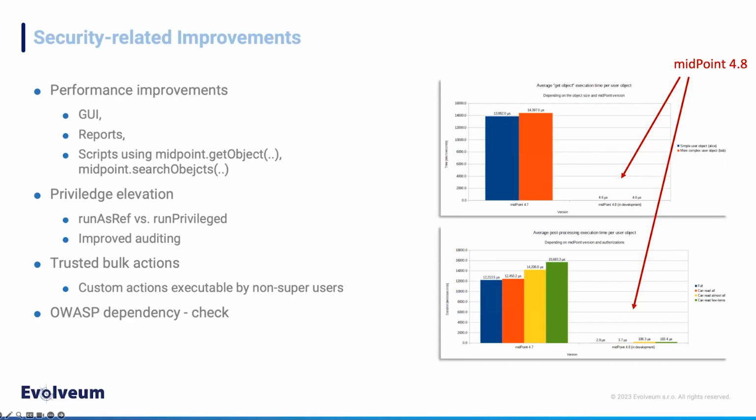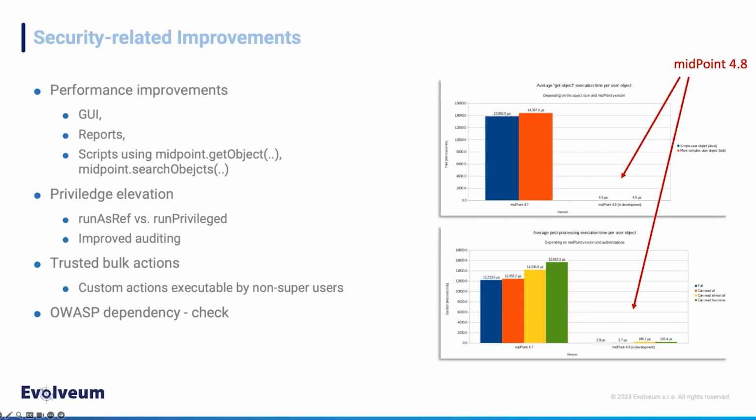Another improvement regarding security in MidPoint 4.8 is related to the elevation of privileges. In previous versions, if some scripts needed to be evaluated under users with insufficient permissions, this script had to be configured with run as ref pointing to the more privileged user. In MidPoint 4.8, another option, run privileged, was added. The benefit of this new option is that the whole process is audited under the original user, and the performance of this option is better since it doesn't require switching the logged-in user, and so it doesn't need to perform operations related to such a switch.